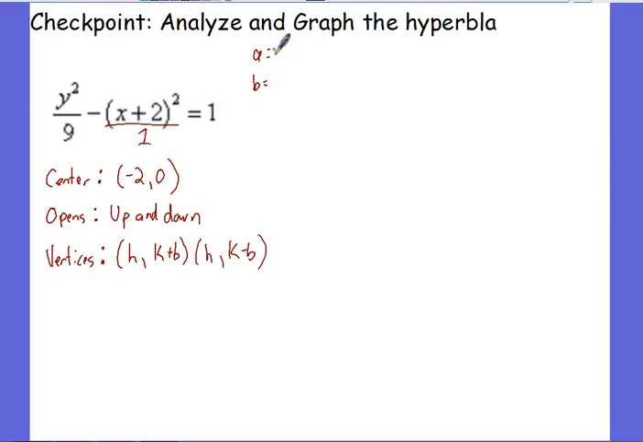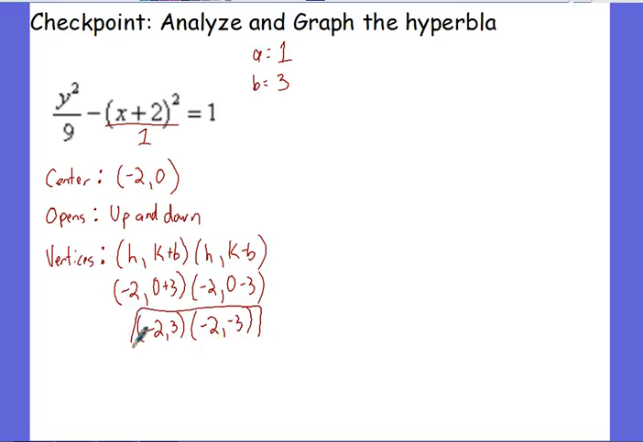What's my a? 1. Where are you getting that from? Well, the square root of 1 is still 1. And what's my b then? 3. You with me? Okay. So then my vertices are negative 2, comma, my k was 0 plus 3, and negative 2, comma, 0 minus 3. So then what are my vertices? Negative 2, 3, and negative 2, negative 3. Y'all with me on that?